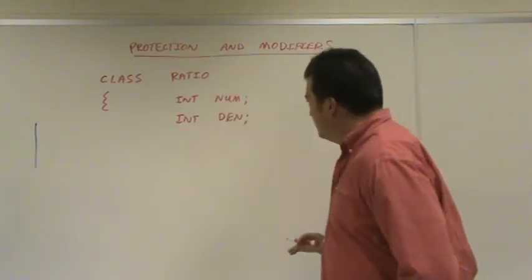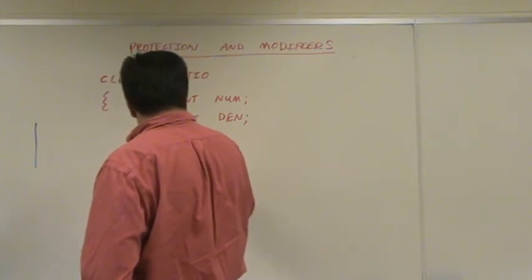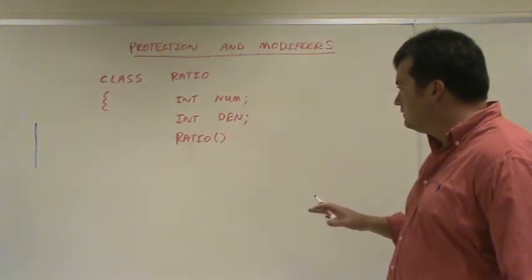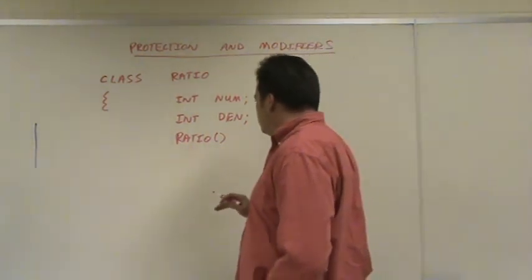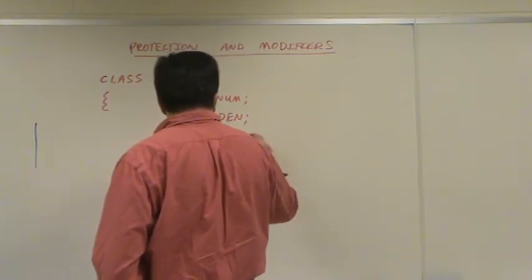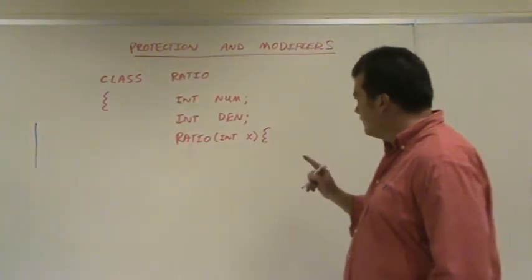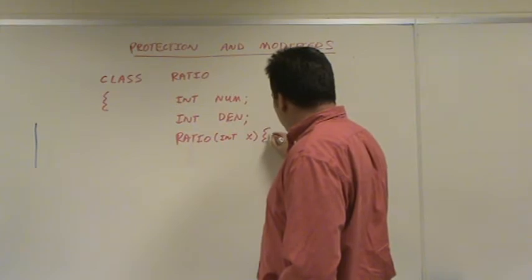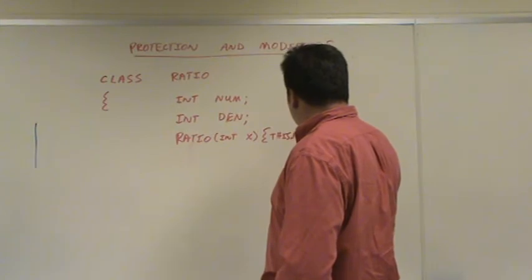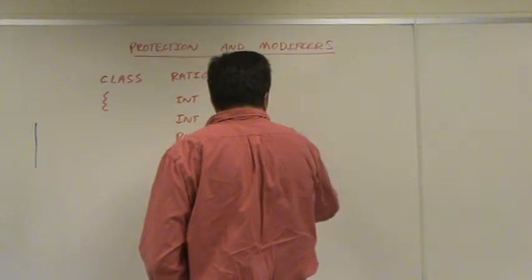And we had, let's throw in one constructor. We'll say Ratio, the one that takes in no parameters, and one that takes in one parameter. This will set the numerator equals... let me do the one with no parameters, keep it real simple.